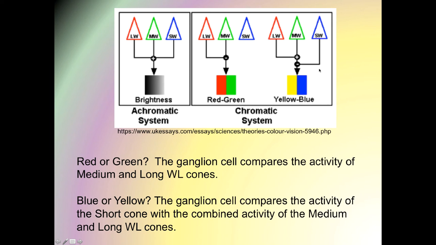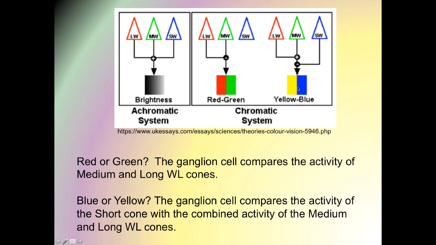If the short cone is more active than the medium and long are, then this system would signal that the color is blue. But if there's less activity in the short cone and more activity between the medium and long cones, then the system would signal that the color is yellow.